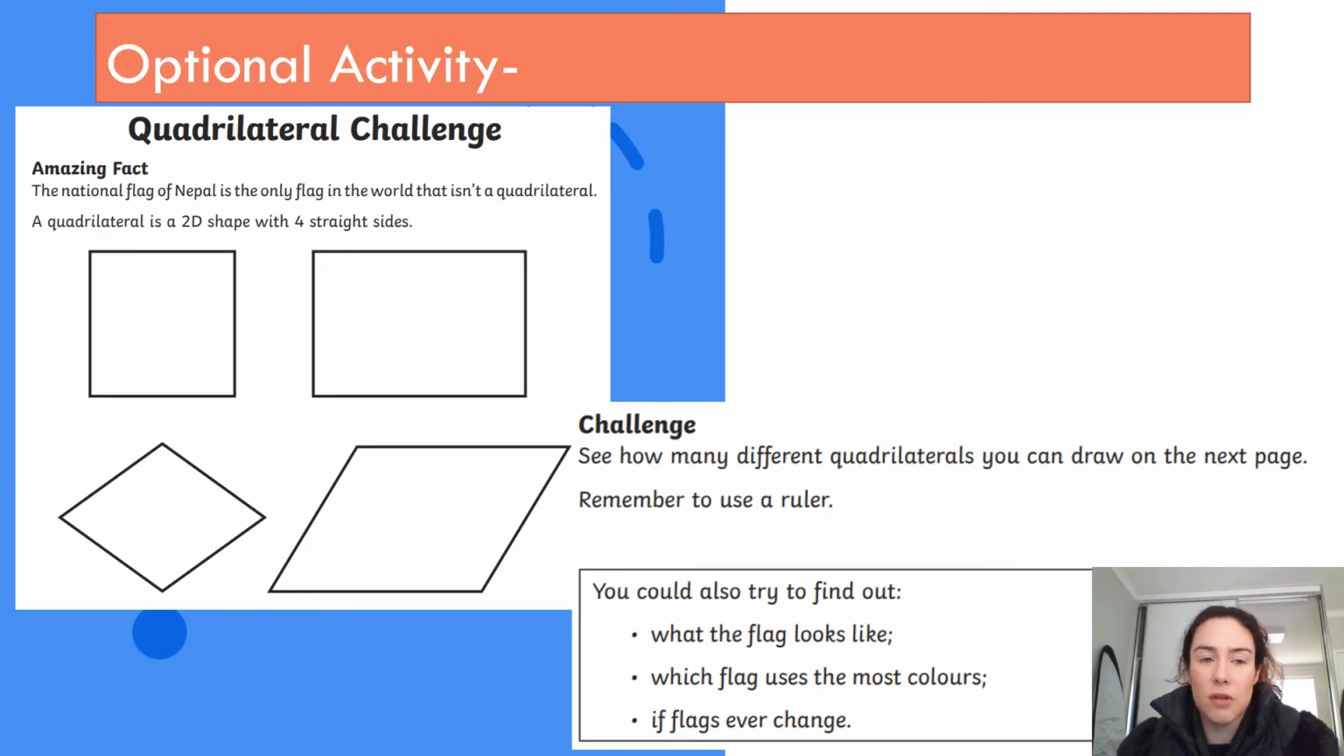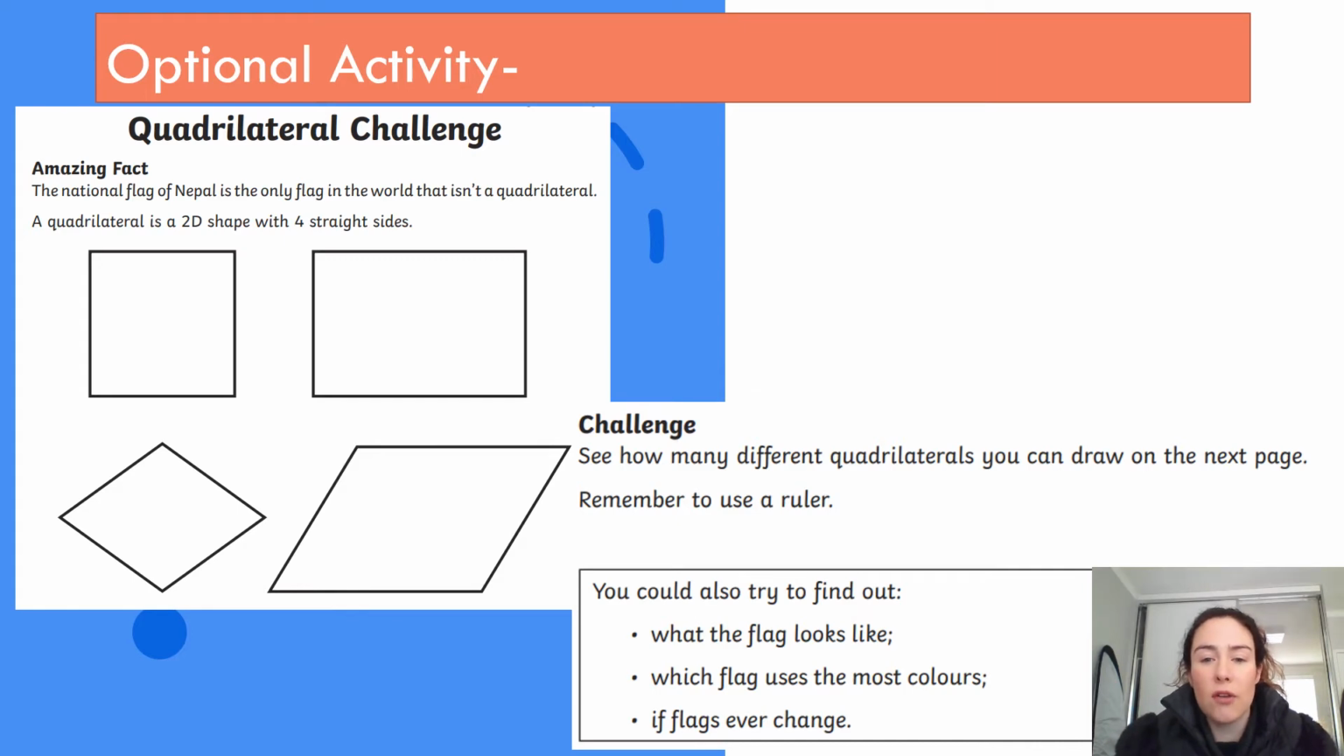And this is your optional activity for today. It says the national flag of Nepal is the only flag in the world that isn't a quadrilateral. A quadrilateral is a 2D shape with 4 straight sides, which we just learned. See how many different quadrilaterals you can draw on the next page. And if we don't have a next page, you just need to do that on your own page. Remember to use a ruler.